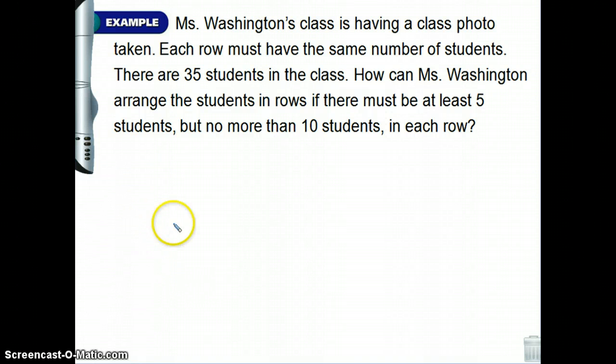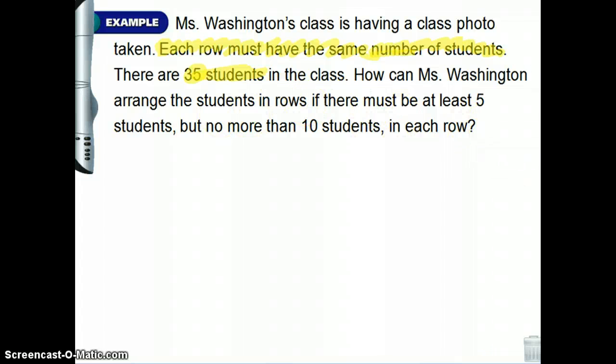Now we're going to a story problem which all of you I know love. Miss Washington's class is having a class photo taken. Each row must have the same number of students. So Miss Washington's class and the photo are not important. Each row, okay, this is probably important. Each row must have the same number of students. So we cannot have any remainders. There are 35 students in the class. How can Miss Washington arrange the students in rows if there must be at least 5 students but no more than 10 in each row?